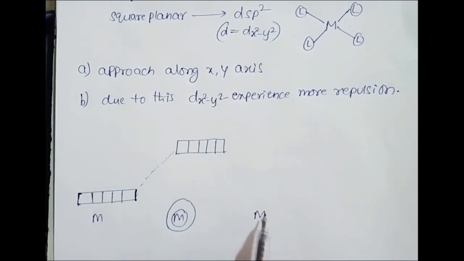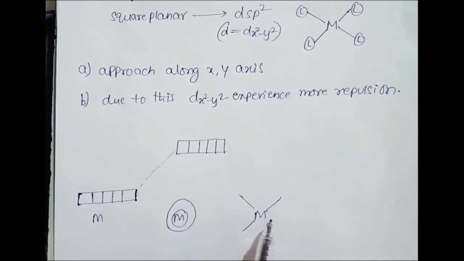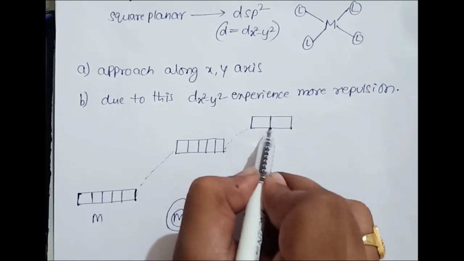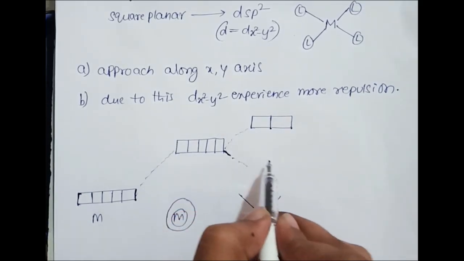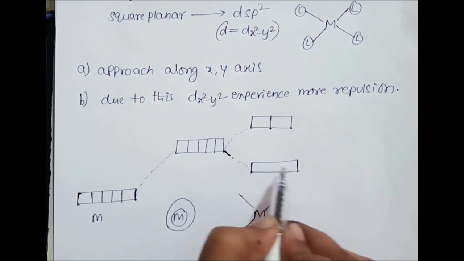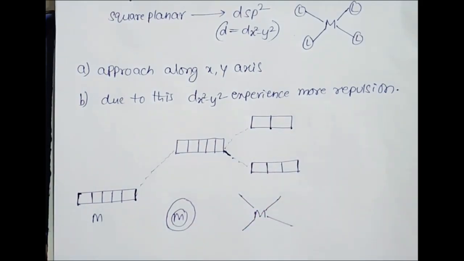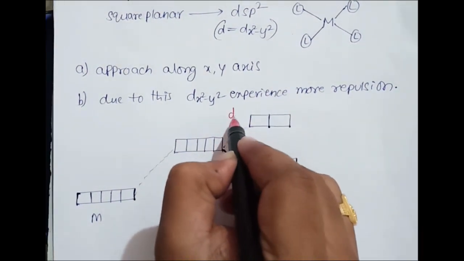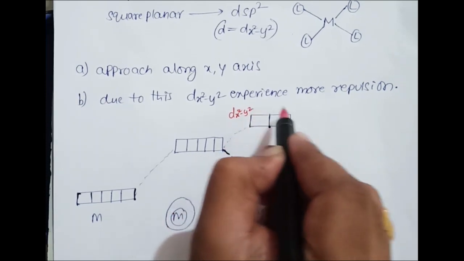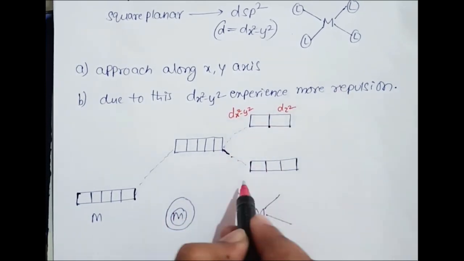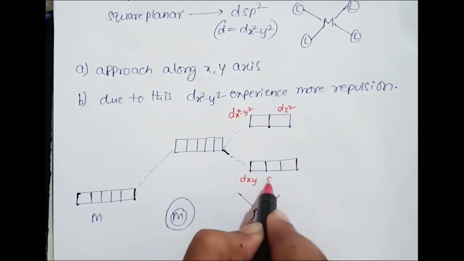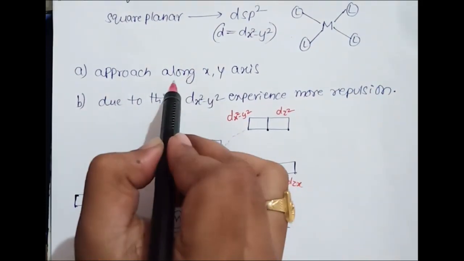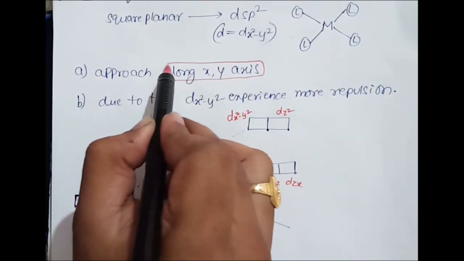Now the square planar system is coming. Along the axis, dx square minus y square, and at the bottom dxy, dyz and dzx. So I'll just label it: dx square minus y square, dz square, dxy, dyz, dzx. But what you have seen here, ligands are coming along the x and y axis.